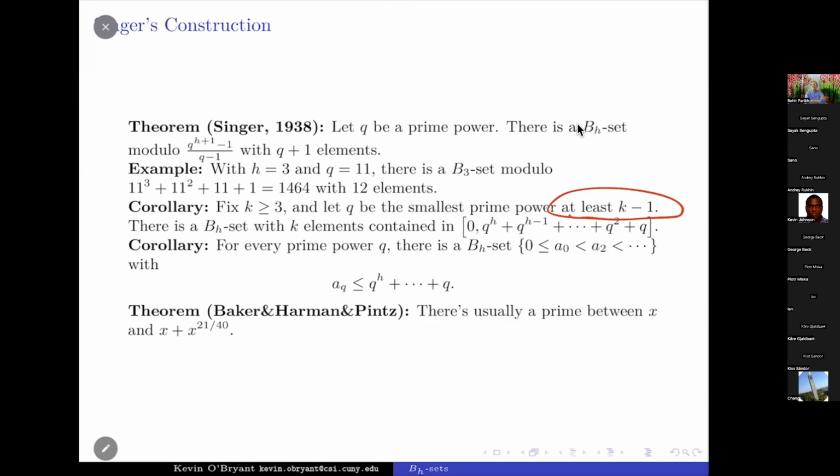Another way that we can say it is, for every prime power q, there's a B sub H set where we go a0 up through aq, that's q plus 1 elements, and aq is at most the modulus.